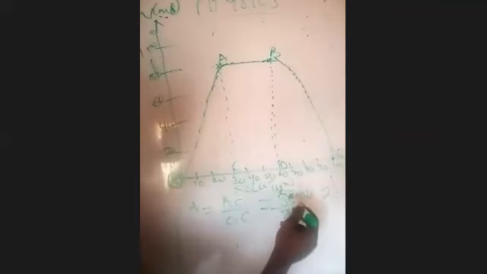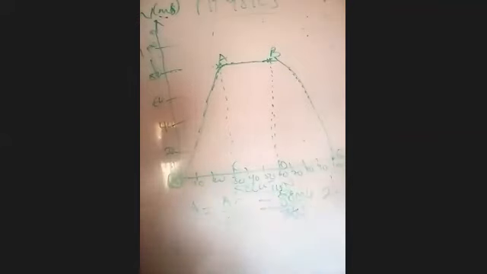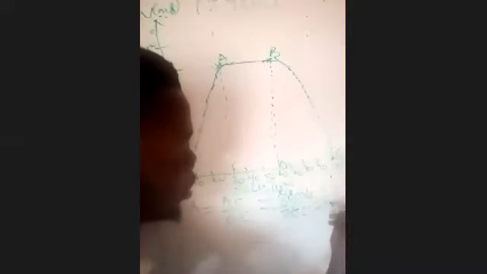6, 7. So you're going to get 2.37 meter per second square. So 2.67 meter per second square. That is the acceleration during the first stage of the journey.